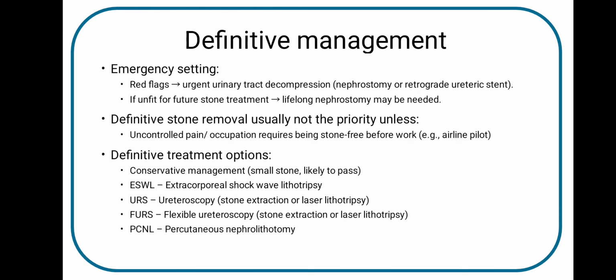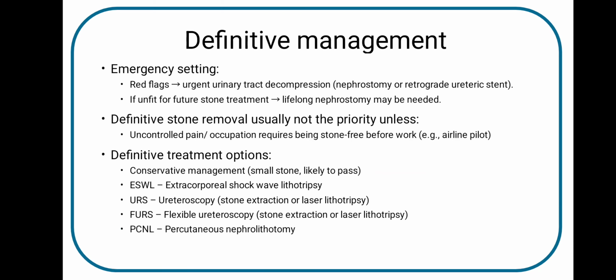Definitive management. Usually in an emergency setting, a patient who has an obstructed kidney most times will need some kind of decompression of the kidney. This could be by either a nephrostomy or a stent, and this would depend on the patient's overall presentation, comorbidities, and local availability in that trust. However, this should be a consultant decision. But just so you are aware, in the emergency setting, the management would likely be a nephrostomy or a stent.